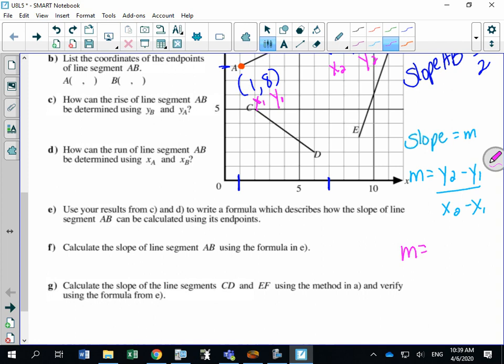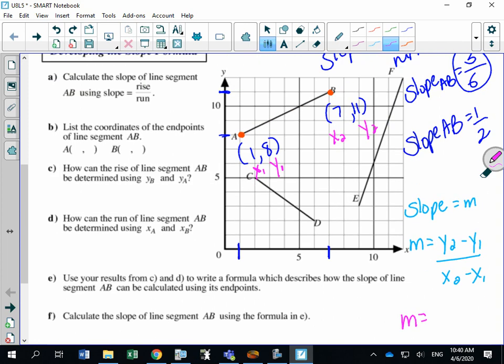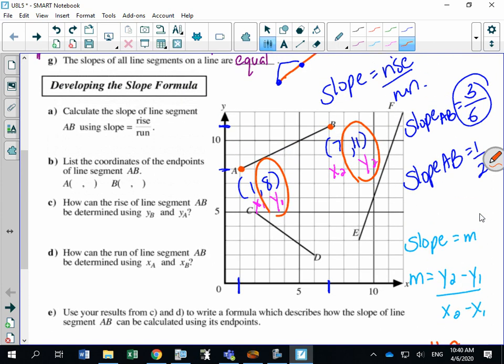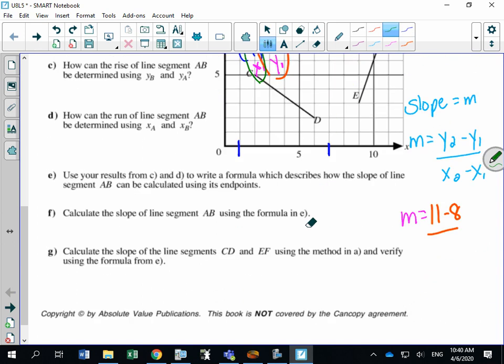So slope is equal to y2 minus y1. So go up to your graph. There's my y2, and there's my y1. So 11 minus 8 over x2 minus x1. So now I'm going to go back to my graph. Here's x2, which is 7, minus x1, which is 1. So 7 minus 1.